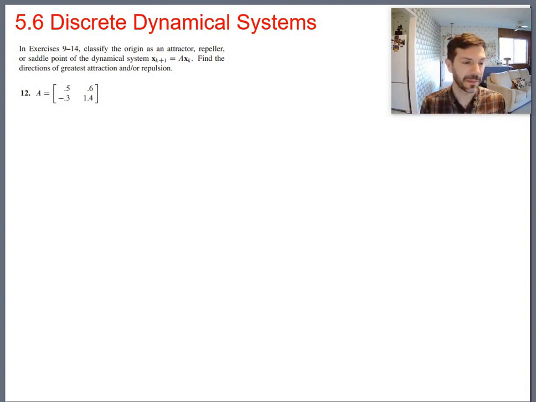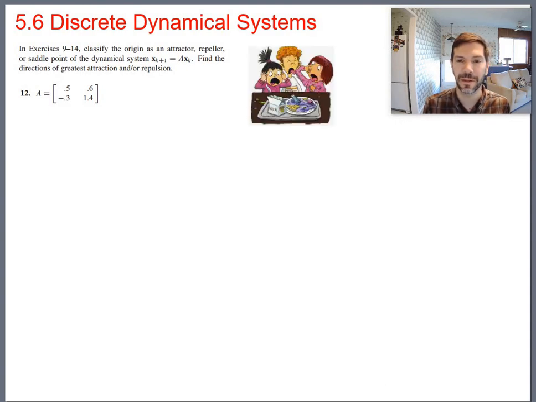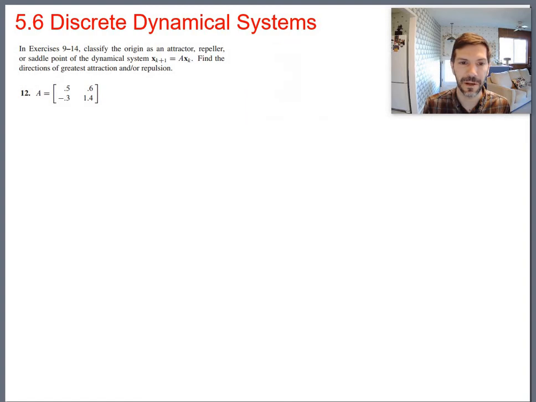So we basically need to do the same thing here. We need to find the eigenvalues and eigenvectors, and that will tell us whether both things shoot away no matter where you start, or both things get drawn in, or if there's a saddle point. So let's tackle eigenvalues and eigenvectors. And then they also want to know the direction of greatest attraction and or repulsion. And by repulsion, they don't mean the repulsive food that you've been eating, cooking for yourself. They just mean those eigenvectors.